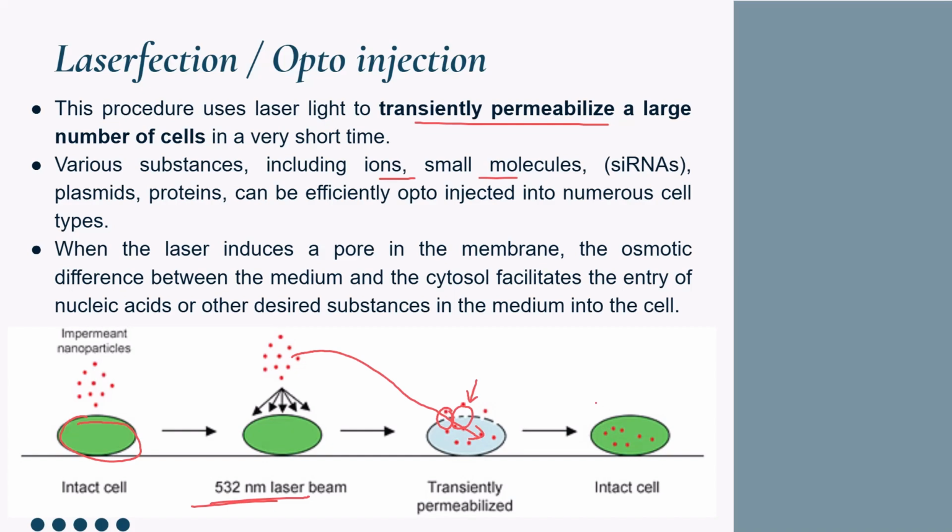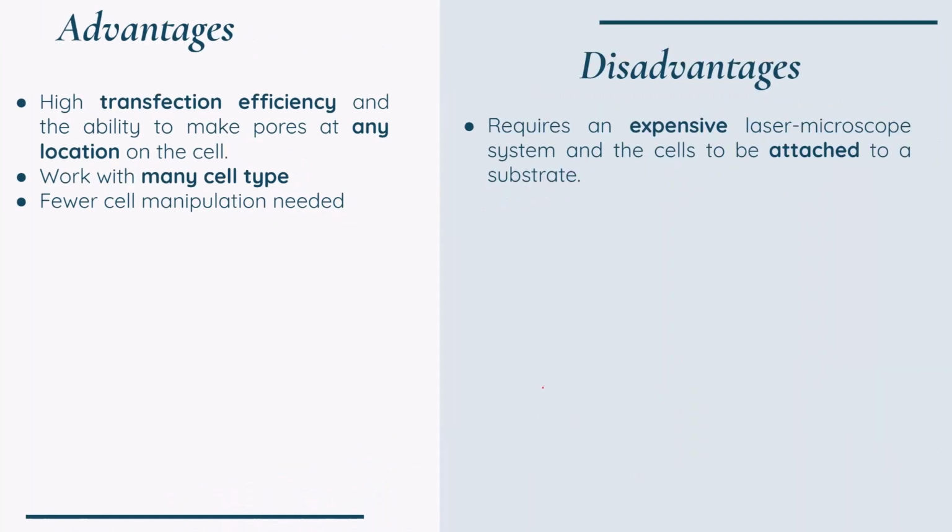The advantages of this method are that transfection efficiency is much higher, there is the ability to make pores at any location of the cell, it works with many cell types, and fewer cell manipulations are needed. The disadvantage is that it is very expensive because we use laser microscope systems, and the cells need to be attached to the substrate for doing the method.